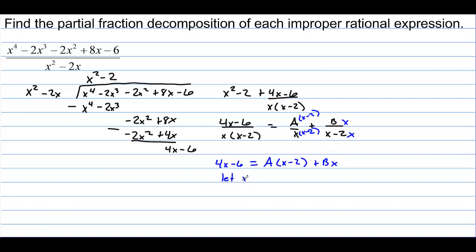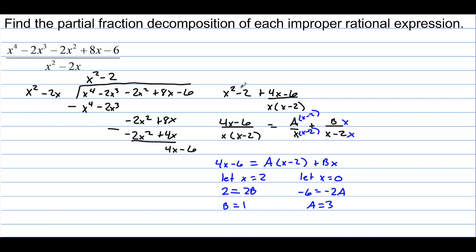We'll let x equal 2. 8 minus 6 is 2. This will be 0, and then we have 2b. b is equal to 1. Let's let x equal 0. We will have negative 6 is equal to negative 2a. A is equal to 3.